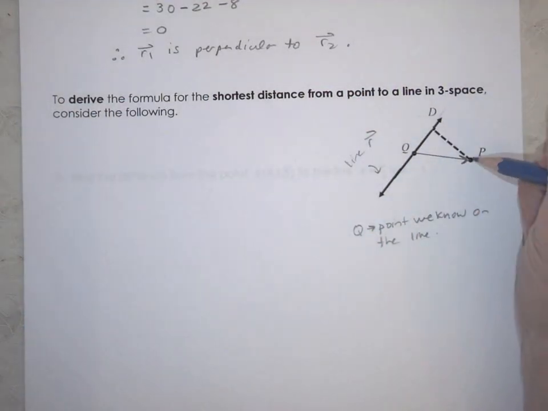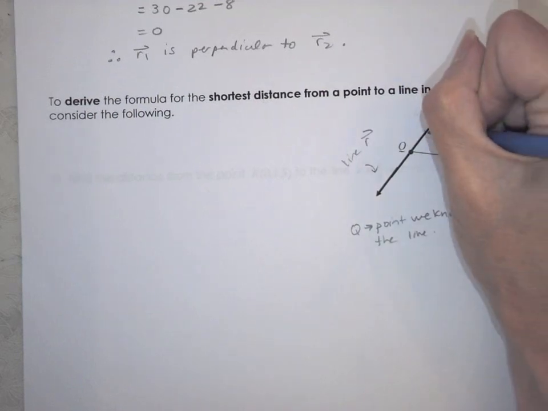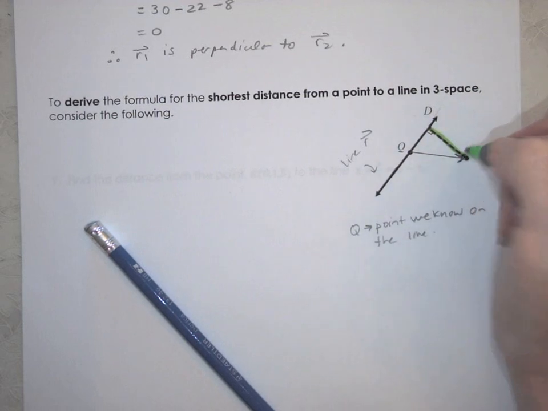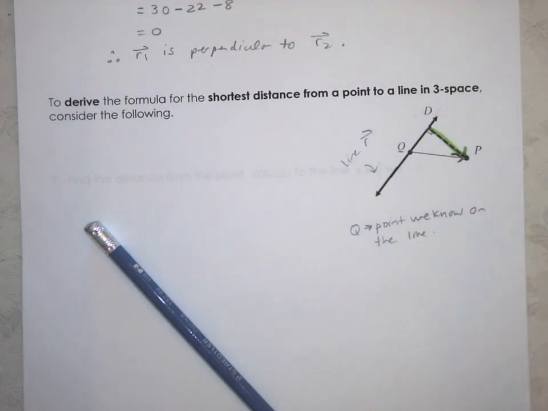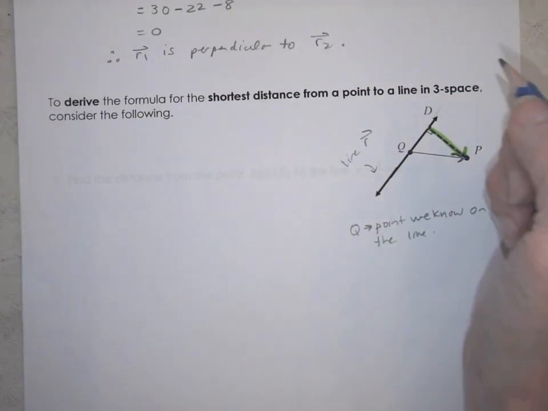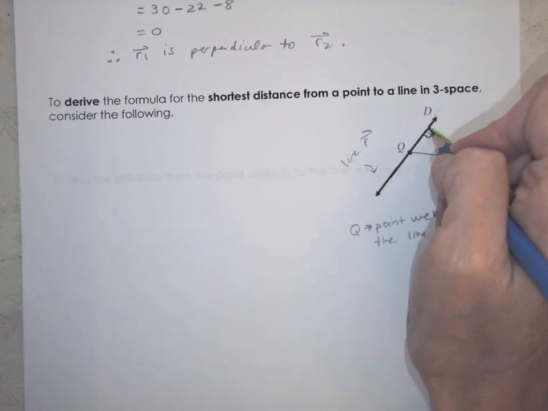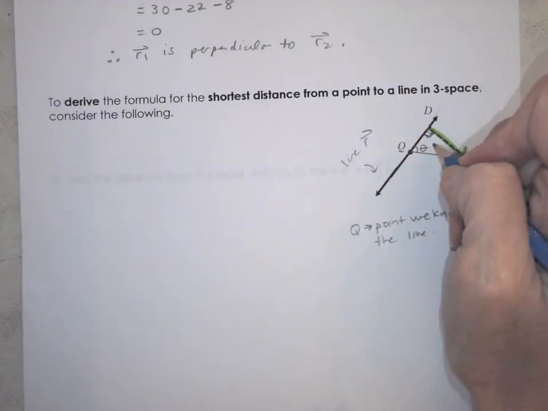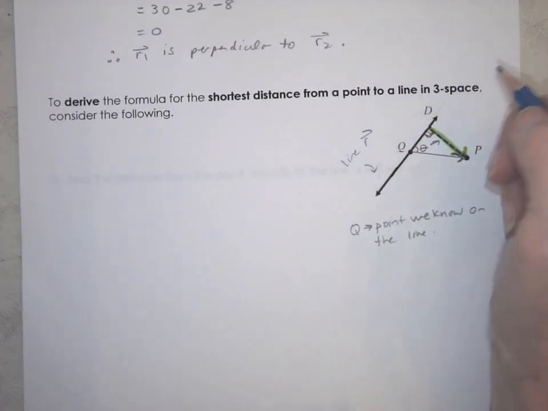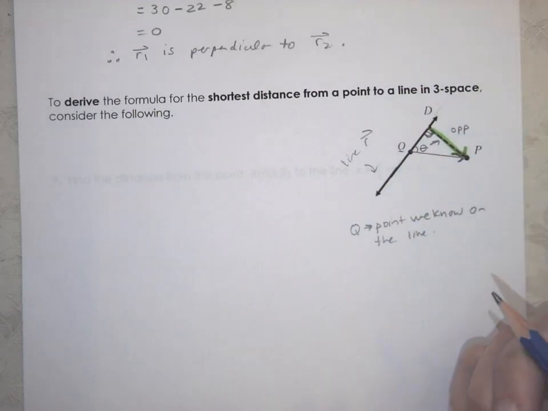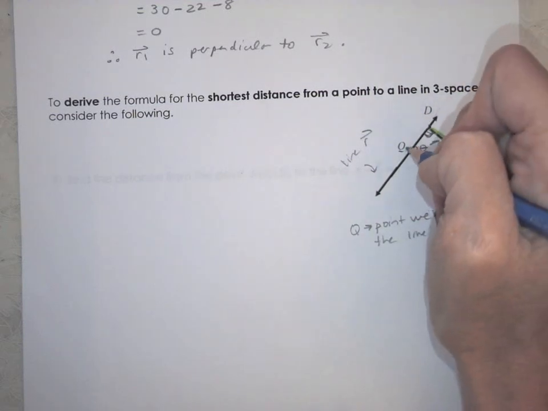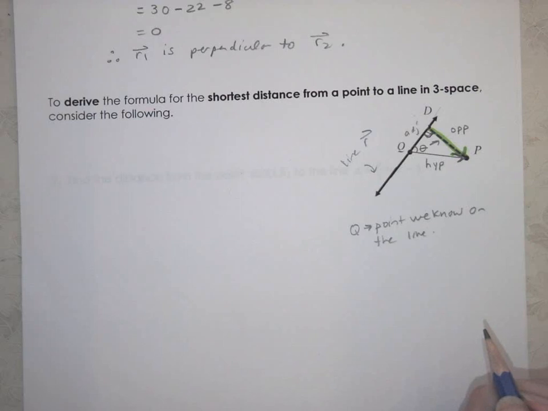The shortest distance from a point to a line in three space is going to be perpendicular to the line. So this distance here, which I could say is the magnitude of vector DP, is going to be our shortest distance. We form a right triangle here, and this is my angle theta. According to angle theta, this shortest distance is the opposite side. Across from the right angle is my hypotenuse, and from Q to D would be my adjacent side.